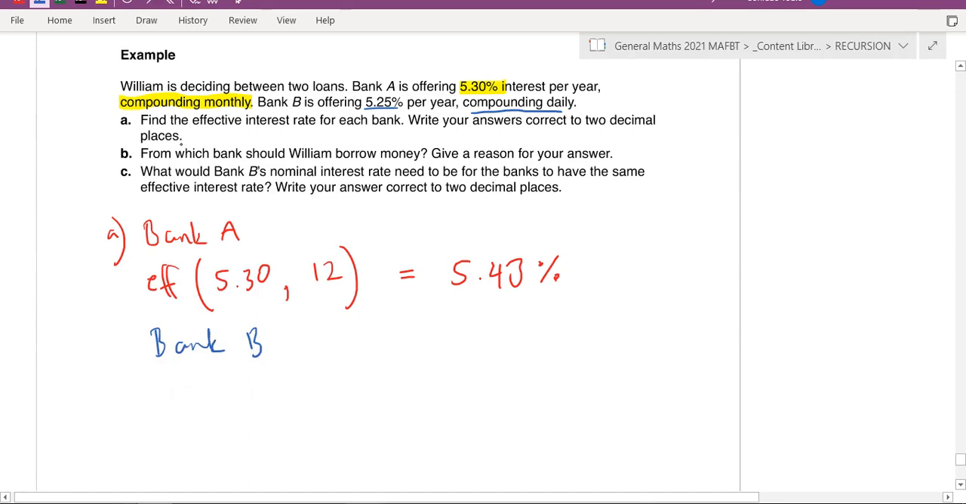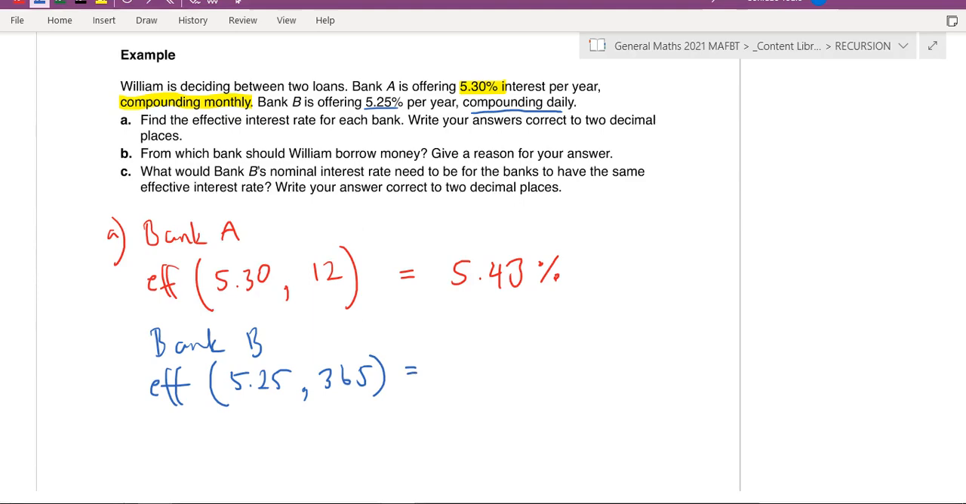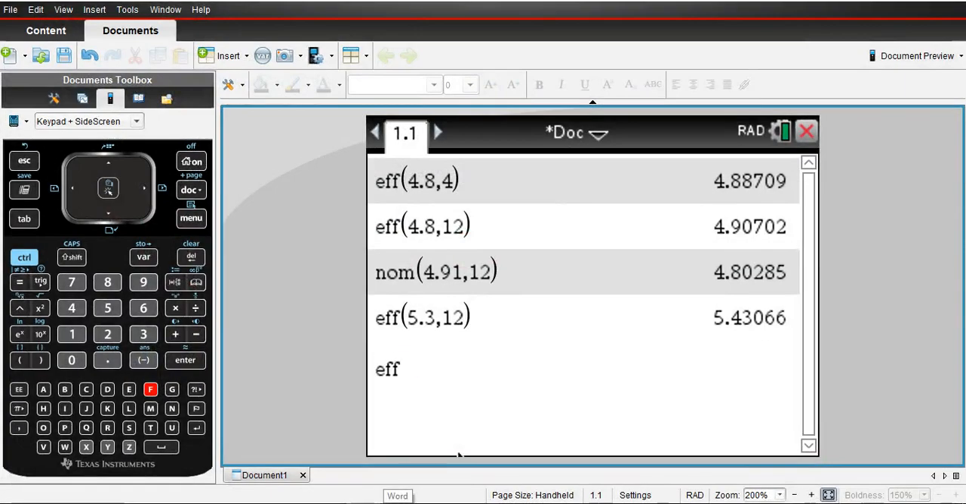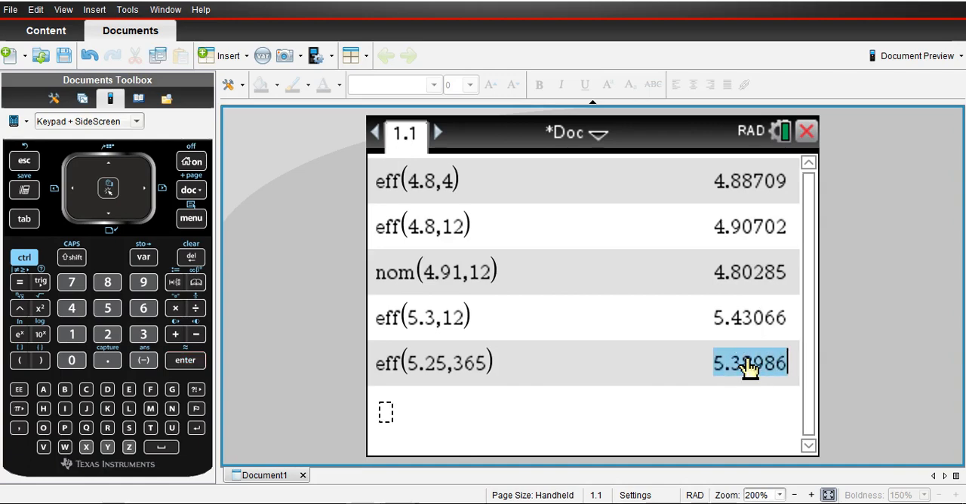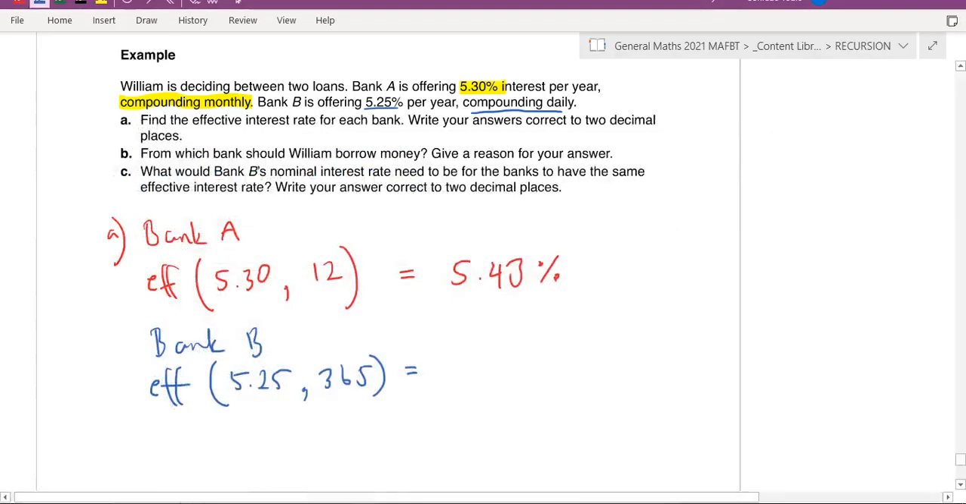Okay, Bank B. So you're trying to find the effective rate as well for Bank B. So it'll be EFF. Bank B has a rate of 5.25 and a compounding daily, so 365 days. So for Bank B, EFF 5.25, comma 365 days. So Bank B has an effective rate of 5.39.